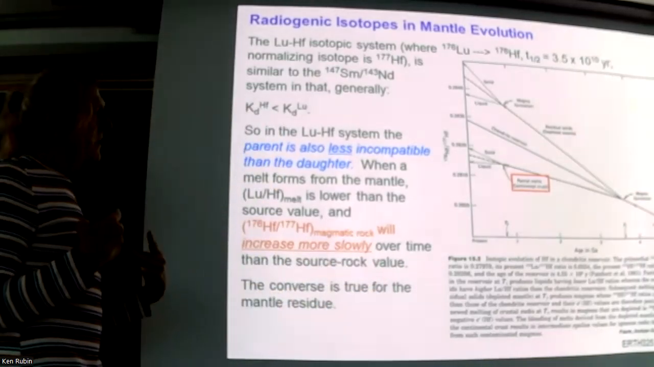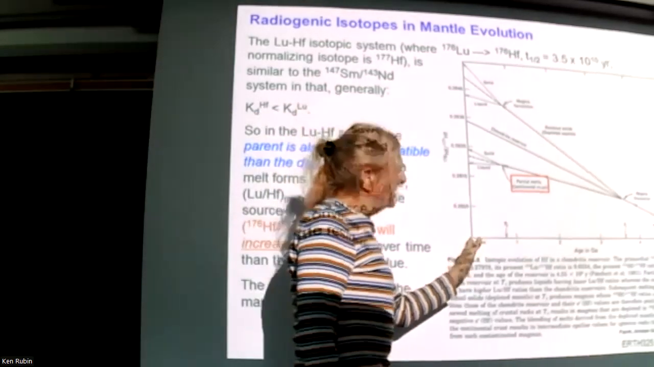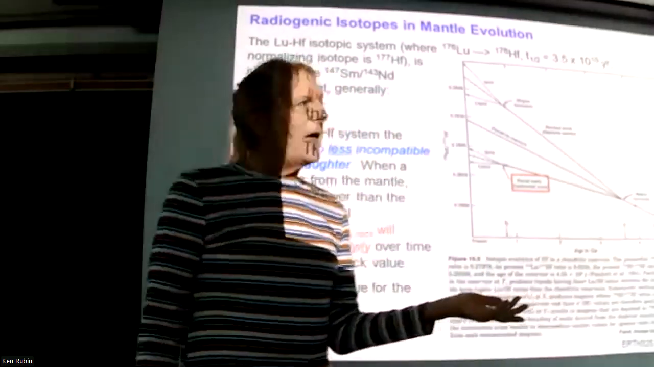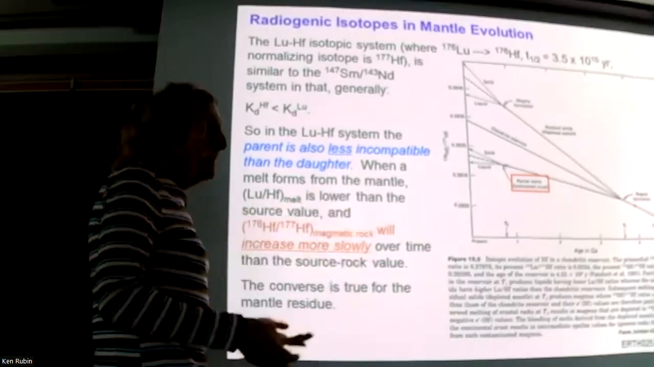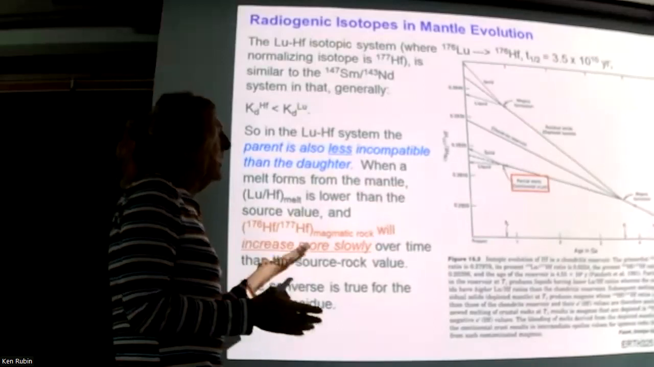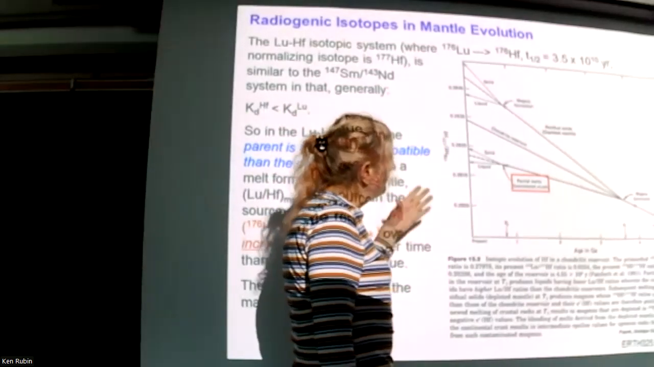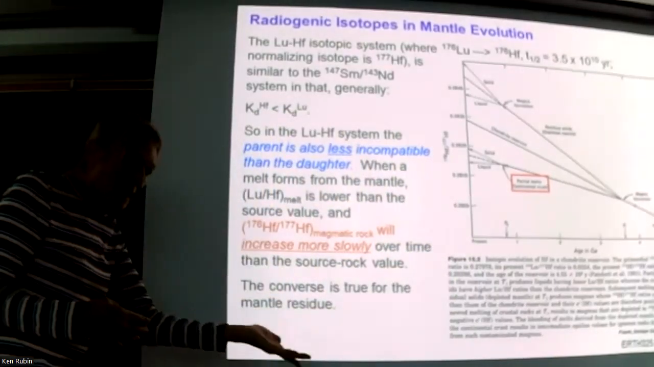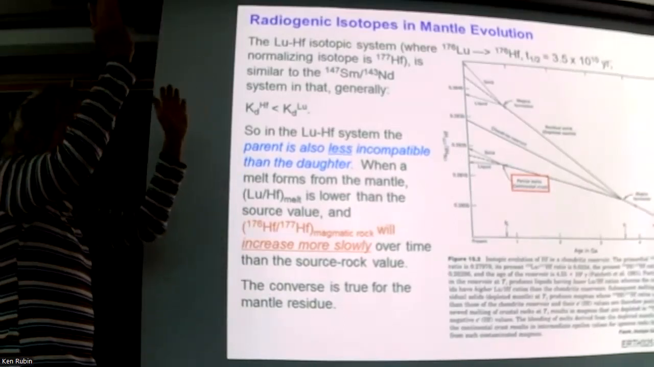So just like the samarium-neodymium system, this diagram has the present here, the past over here. When we start to pull materials off of that, materials that melt become depleted in the parent relative to the daughter. So they grow into depleted values, and the corresponding mantle that's left behind, which has more parent than daughter in it, gets more radiogenic.